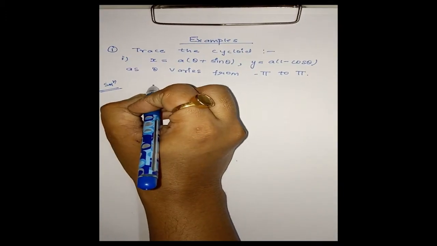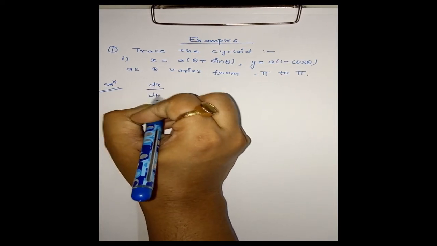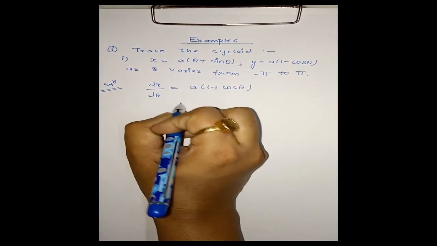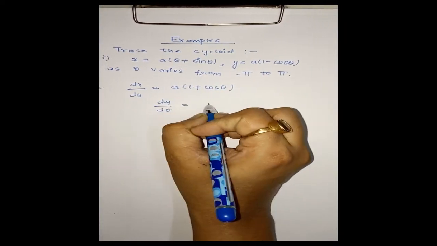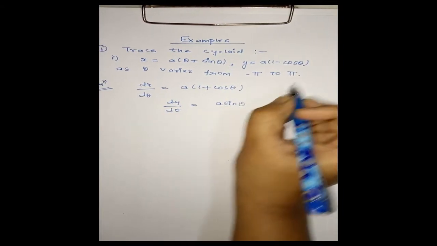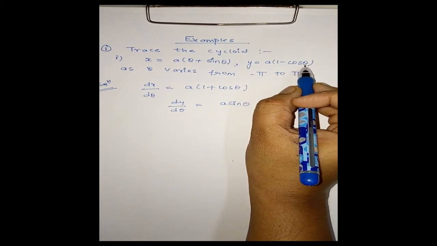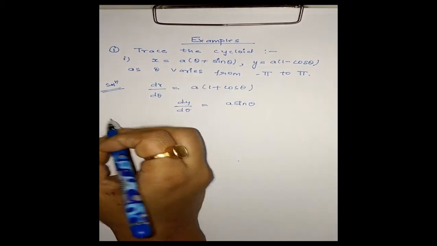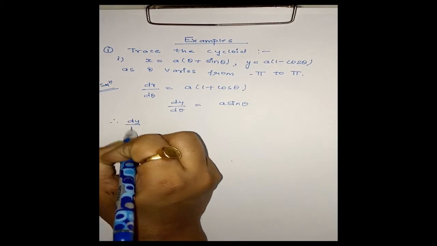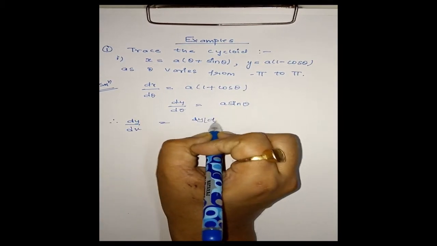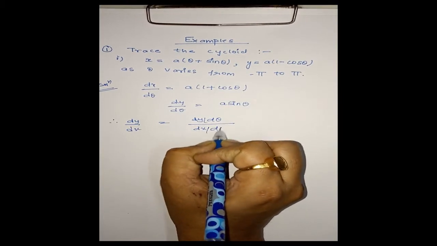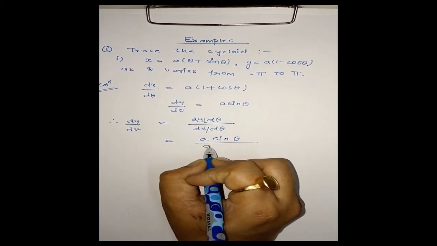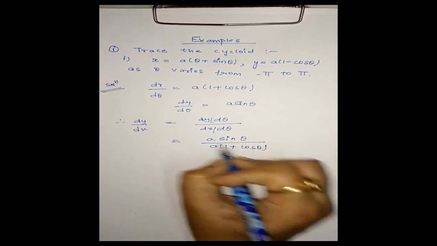For this we have to find dx/d theta. Here theta is the parameter. dx/d theta is a(1 + cos theta) and dy/d theta is a sin theta. As we know, the derivative of cos theta is minus sin theta, minus minus will cancel out and we are left with plus a sin theta. Therefore, dy/dx is equal to (dy/d theta) divided by (dx/d theta), that is, a sin theta divided by a(1 + cos theta).